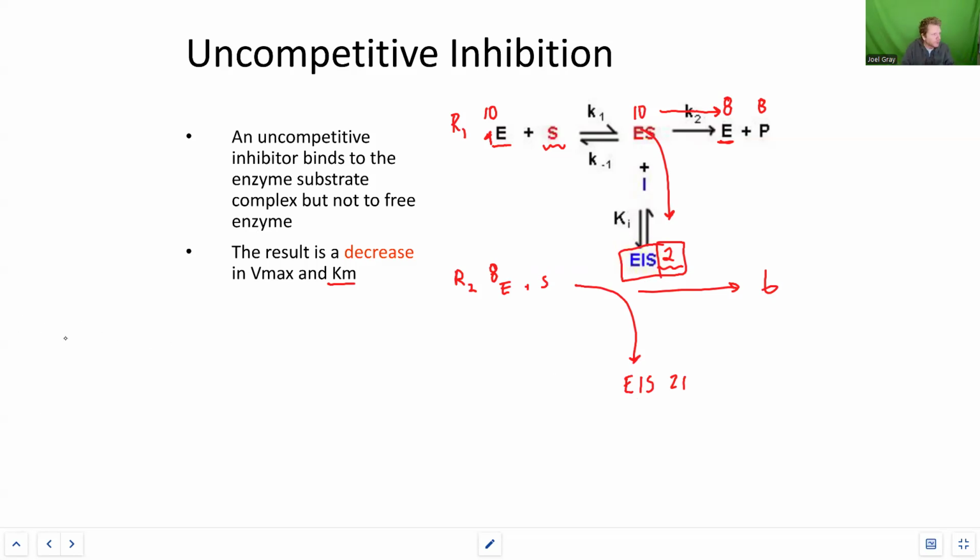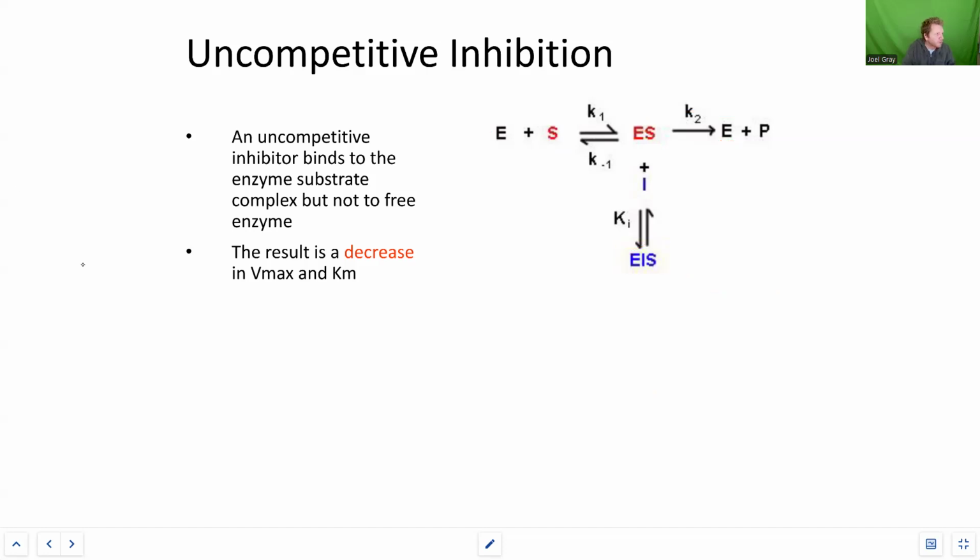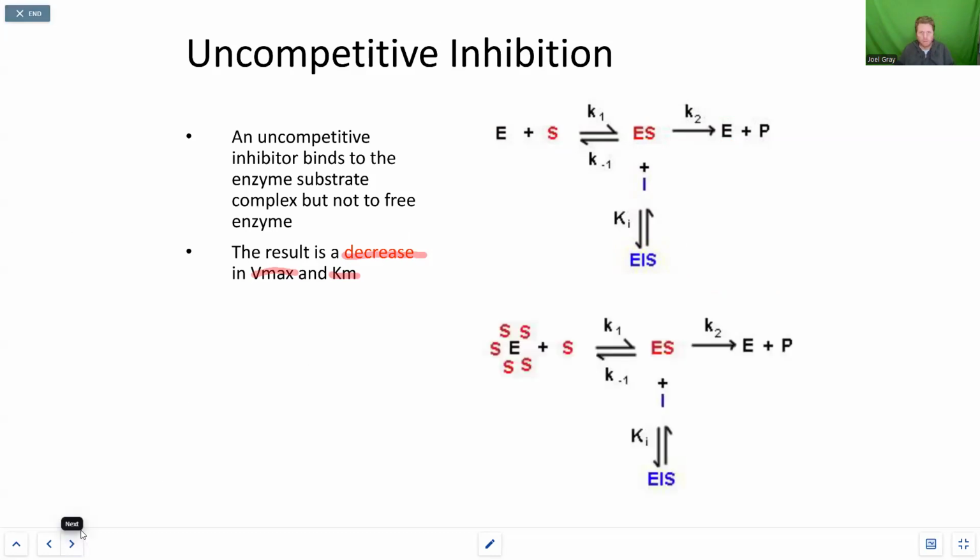I'm going to clear all my drawings here. The important takeaway for this, though, is what happens to your kinetic parameters? In an uncompetitive inhibitor, both the Vmax and the Km will decrease. So if we're keeping tabs with things at home, we've got a competitive inhibitor, which causes the Vmax to not change and the Km to go up. An uncompetitive inhibitor causes the Vmax to go down and the Km to go down. So from there, we can address this and figure this out.